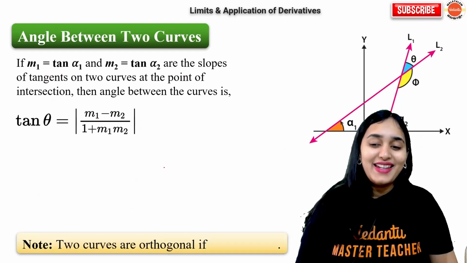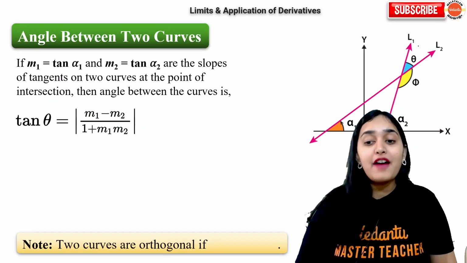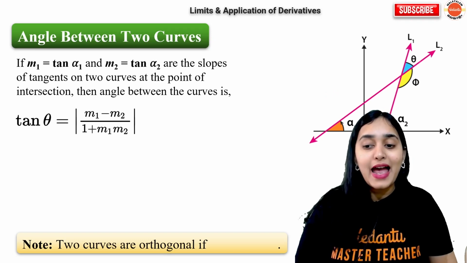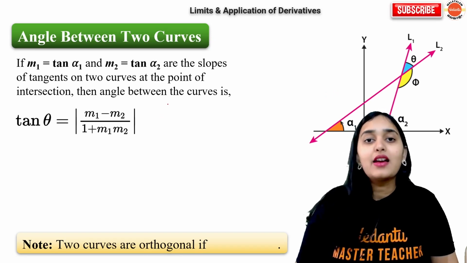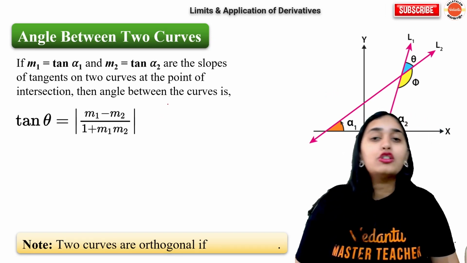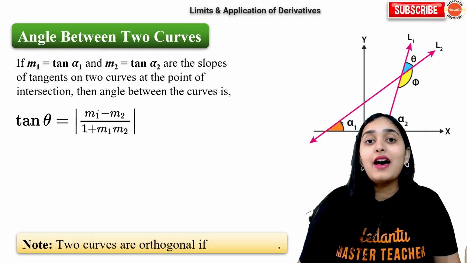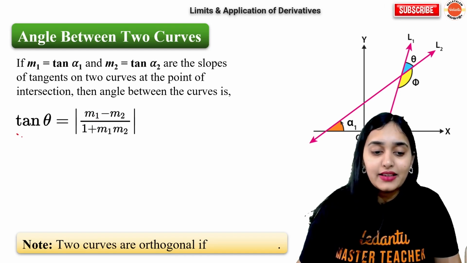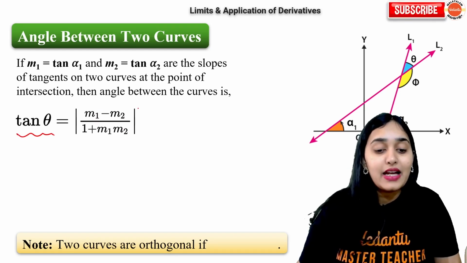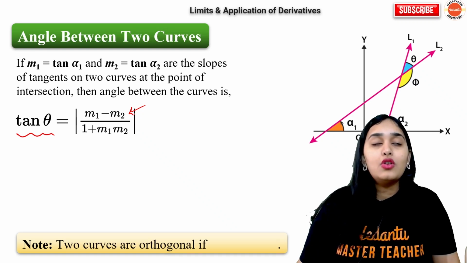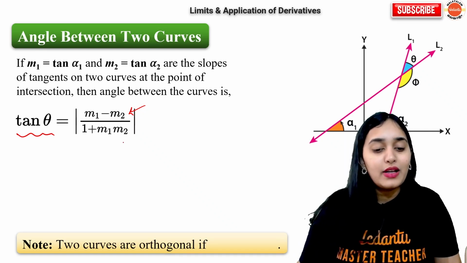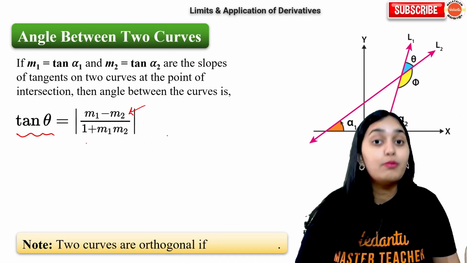Okay. Now, suppose you have two straight lines, how will you find the angle between them? This is related to straight lines but is also used in tangent and normal. If the two lines are intersecting, the angle between them is given by tan theta equals the modulus of m1 minus m2, the slopes of the two lines, upon 1 plus m1 m2.